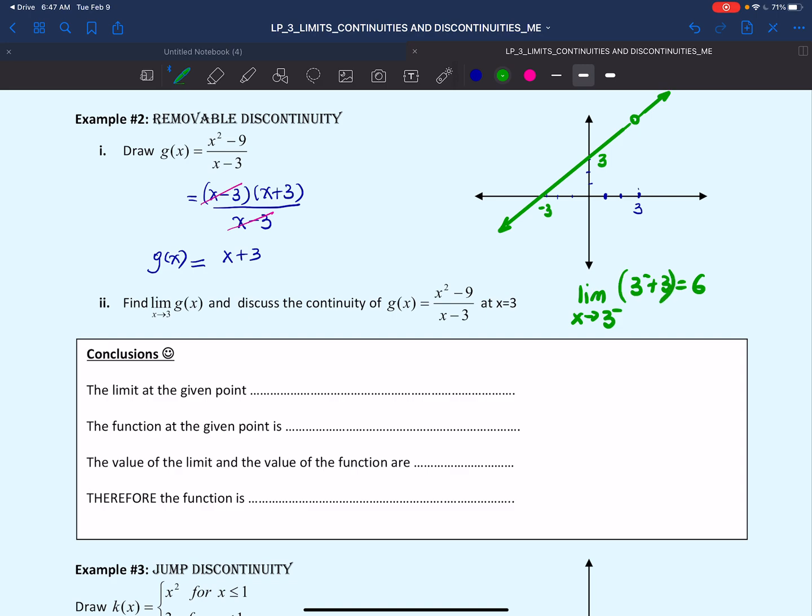As x approaches 3 from the right, the function will be 3 plus 3, that's 6 again. So left and right hand limits are equal, which means that the limit exists. So we're going to say that the limit at the given point exists and equals 6. The function at the given point is not defined.